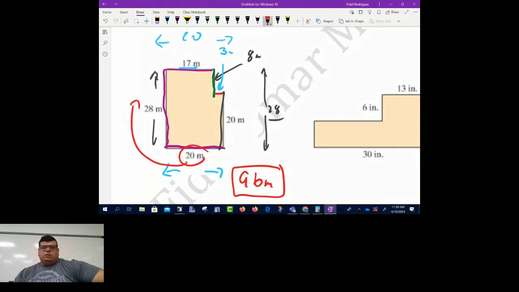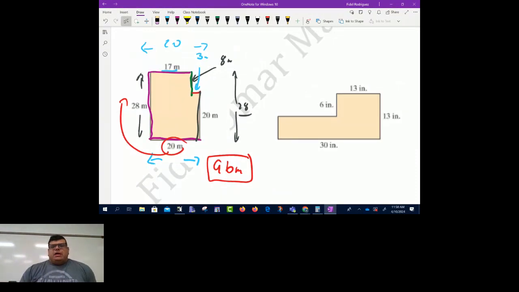Let's take a look. Let's try this next one over here. Same kind of idea. We know that this piece is 30. I've got to find this piece here, and we've got to find that piece right there. Okay, let's see if we can figure this thing out.